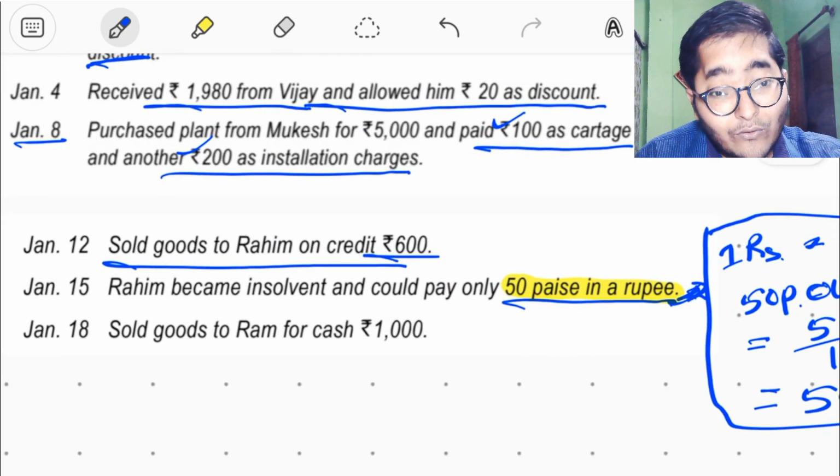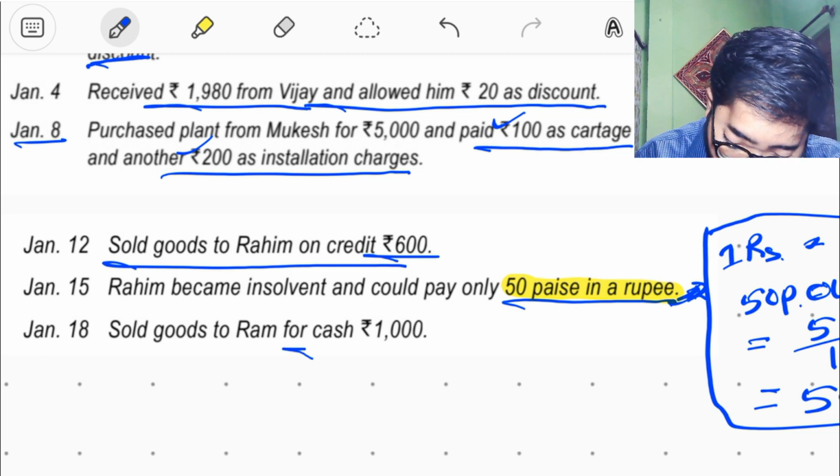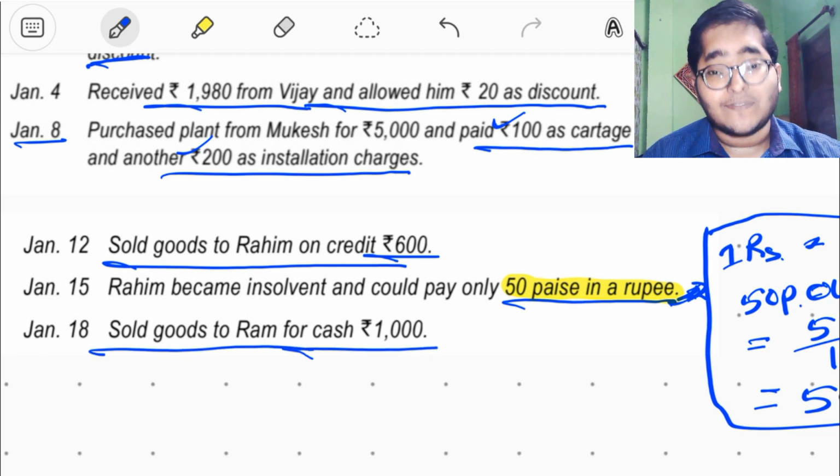January 18th, sold goods to Ram for cash. For cash, sales was made.